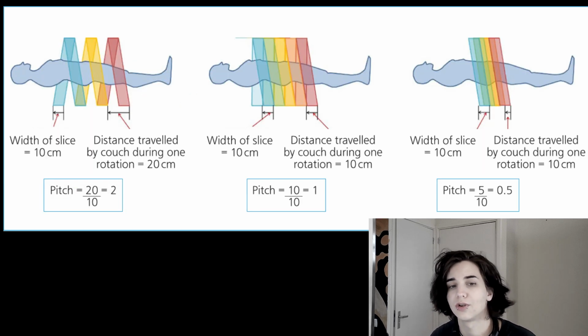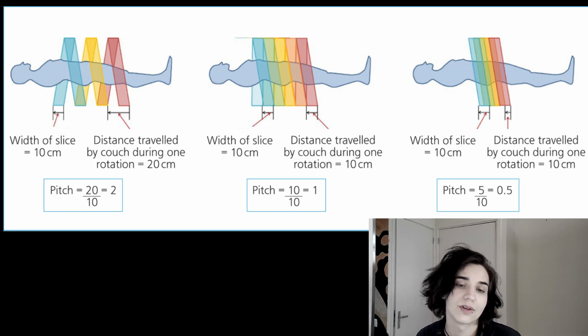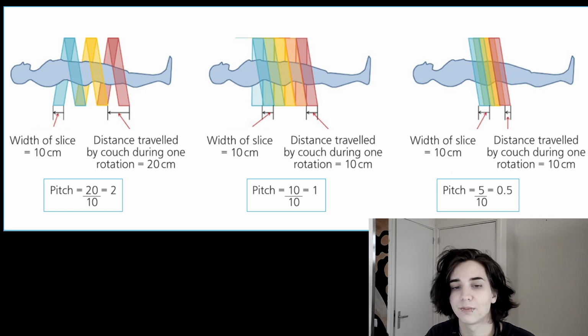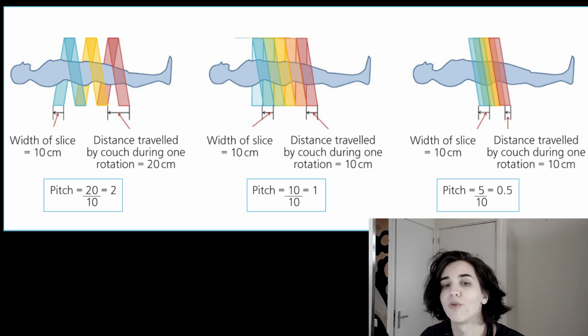Pitch is the ratio of the distance the CT table moves in one rotation of the X-ray tube to the thickness of the slices being scanned. So if the table moves a distance equal to the slice thickness per rotation, the pitch is 1. A higher pitch means that the table moves forward more per rotation, scanning a larger area quicker, but potentially reducing image quality. These parameters are very crucial to understand the physics of CT.